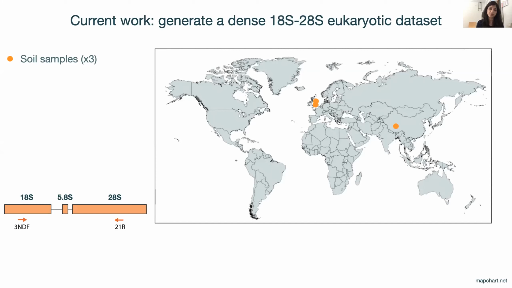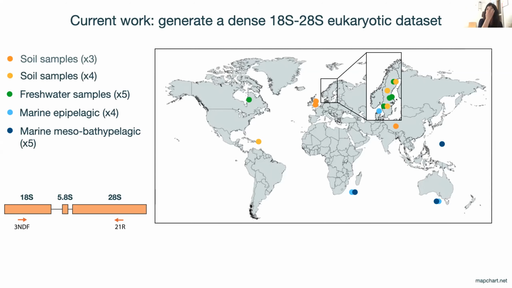So for the study I just talked about, we had used 3 soil samples from Tibet and from the UK. But to generate a dense and comprehensive 18S 28S dataset that can then be useful for investigating various evolutionary questions, we needed more than just 3 soil samples. So we got a few samples from several different environments. So we got some freshwater samples, and these are represented by some Swedish lakes, as well as a Canadian permafrost thaw pond sample.